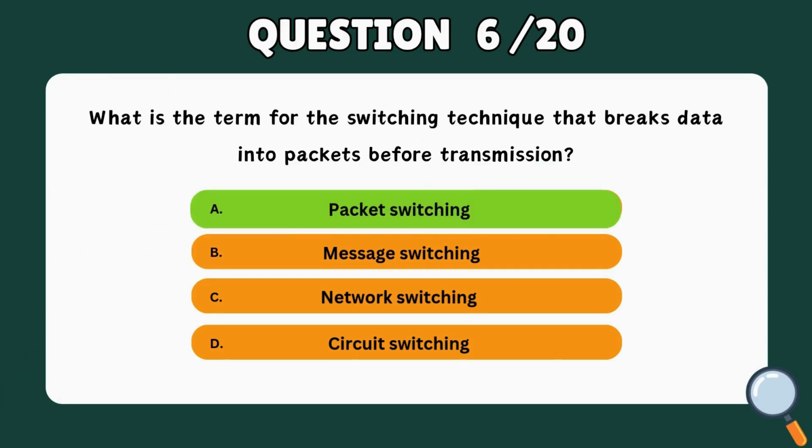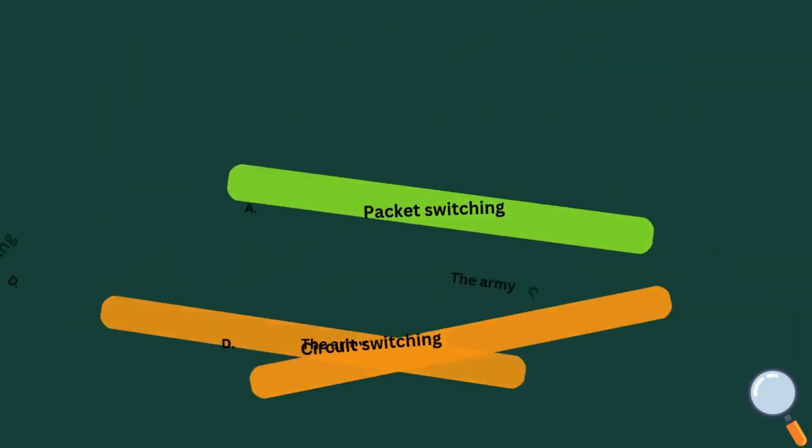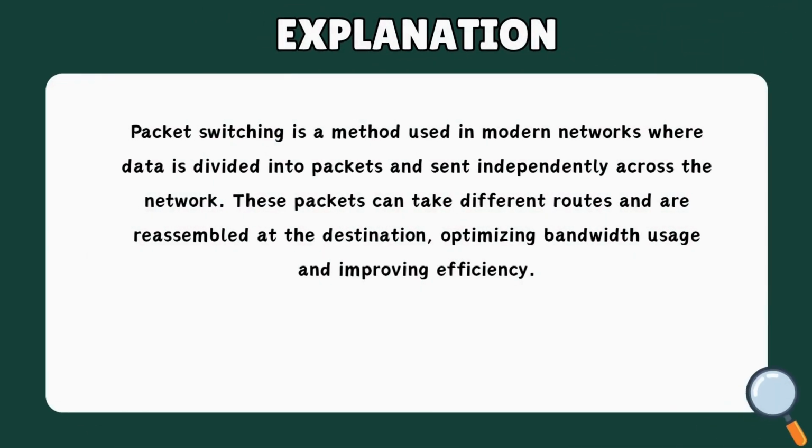Correct answer: A. Packet switching. Packet switching is a method used in modern networks where data is divided into packets and sent independently across the network. These packets can take different routes and are reassembled at the destination, optimizing bandwidth usage and improving efficiency.